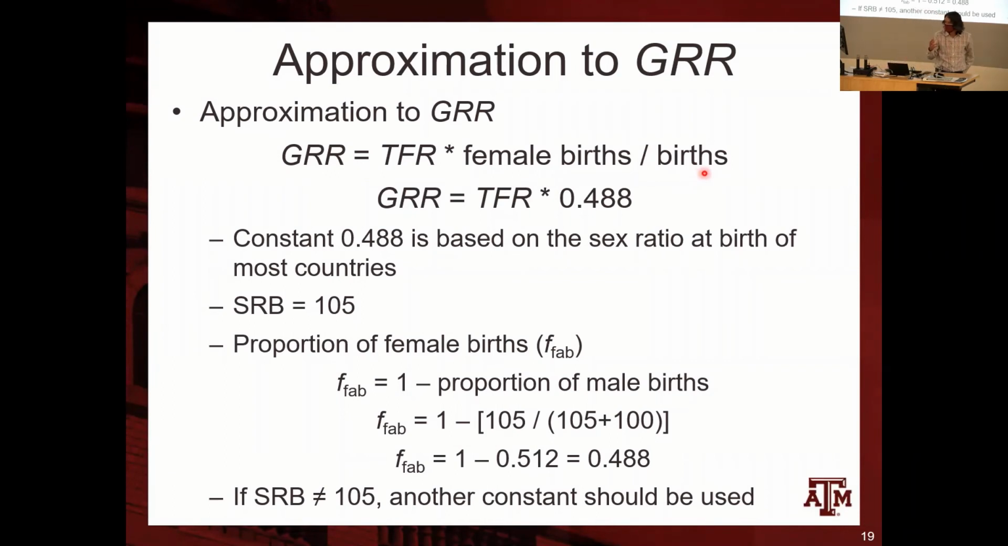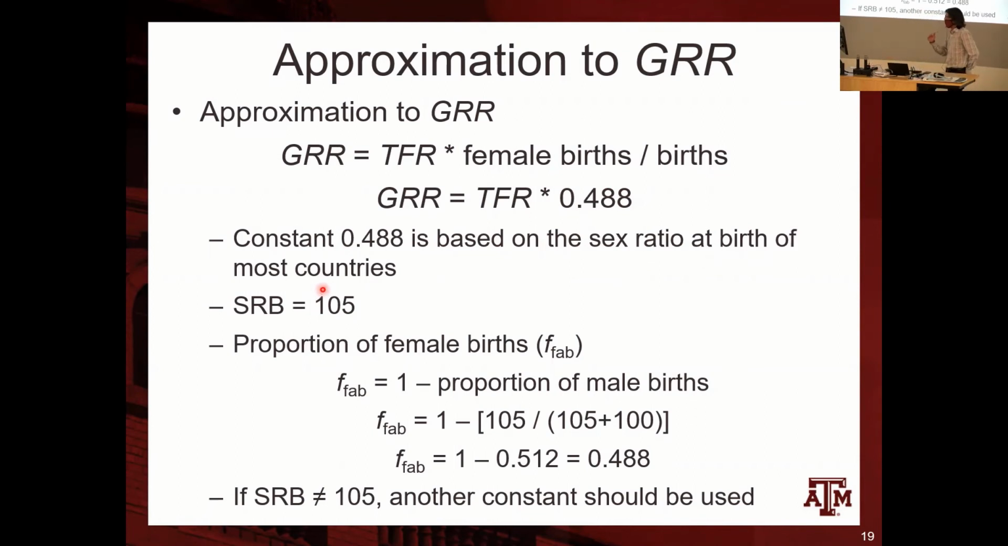And usually, one way to approximate this fraction of how many female births happen out of births overall, you usually get this fraction here of 0.488. What does it mean? That you have 48.8% of female births and 51.2% of male births. Where does this number come from? This number is based on the sex ratio at birth of most countries. And we talked about that before.